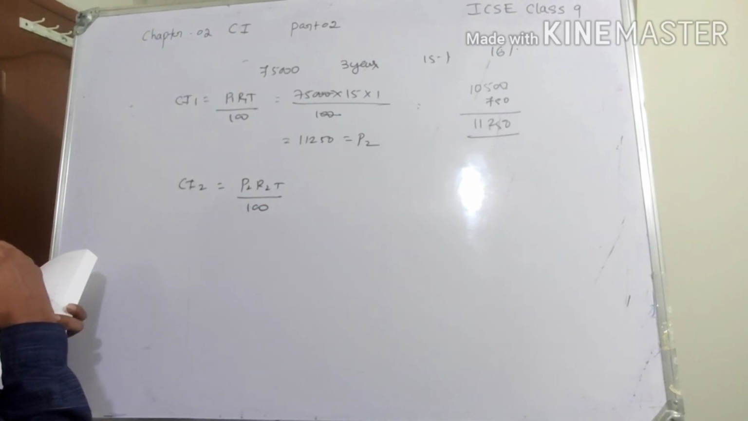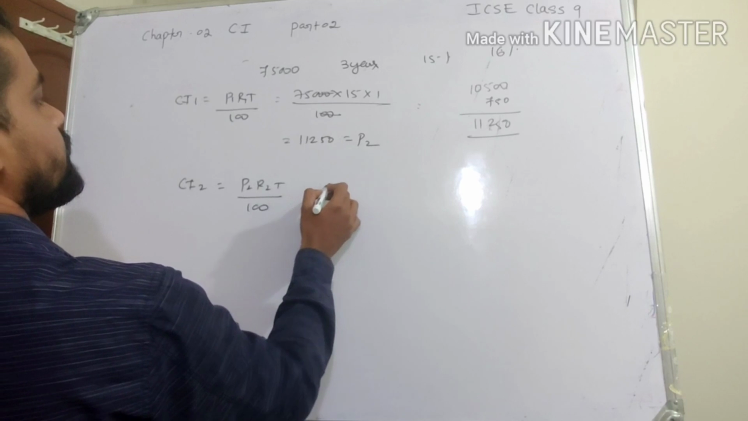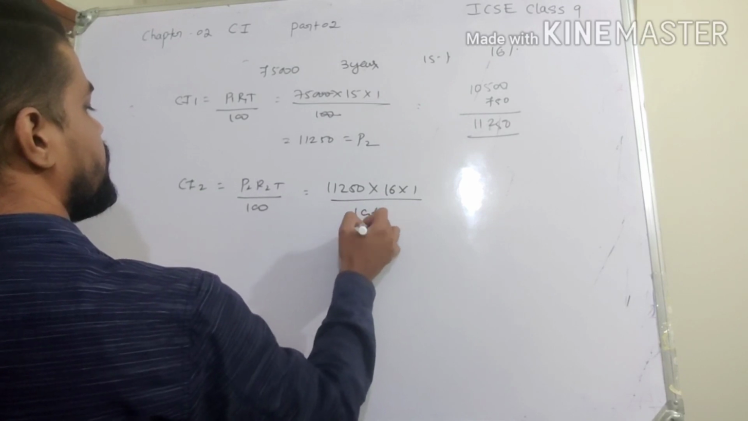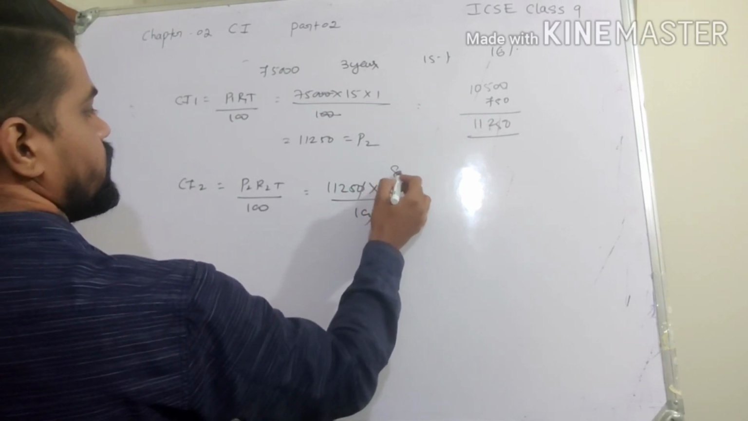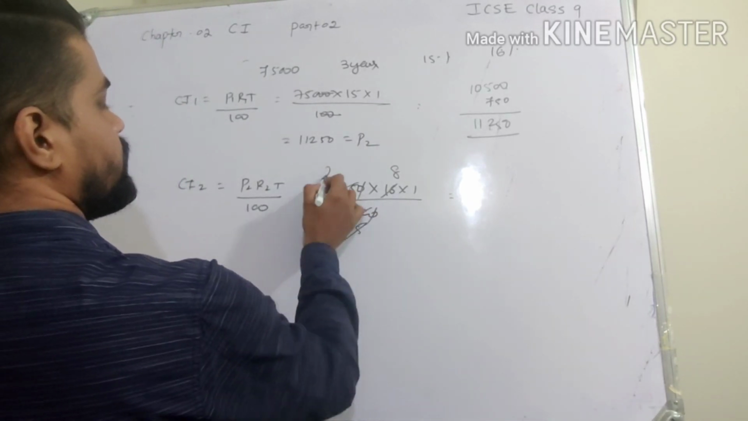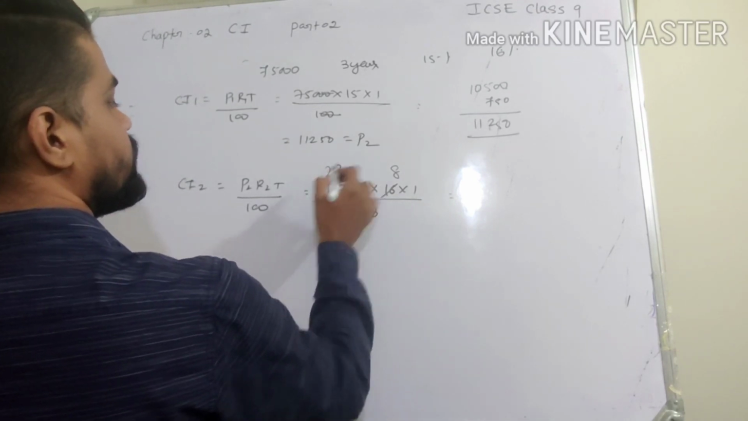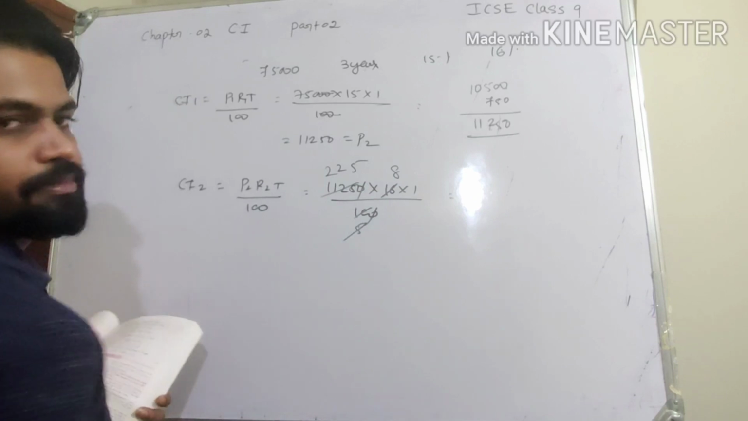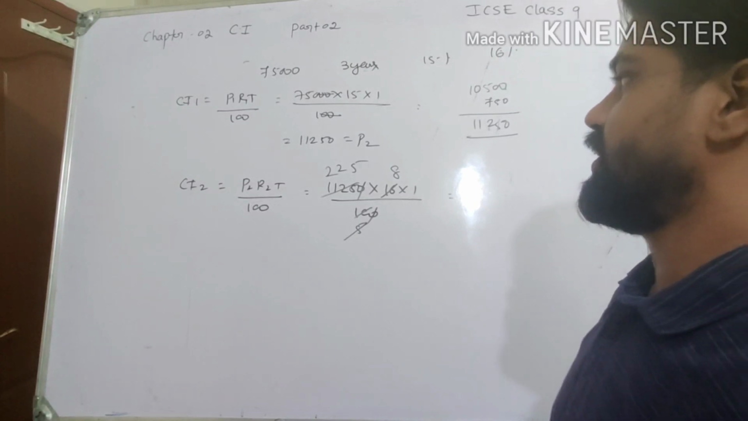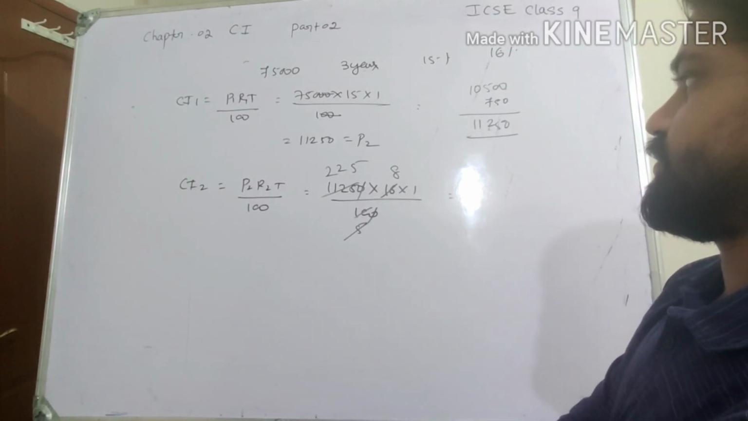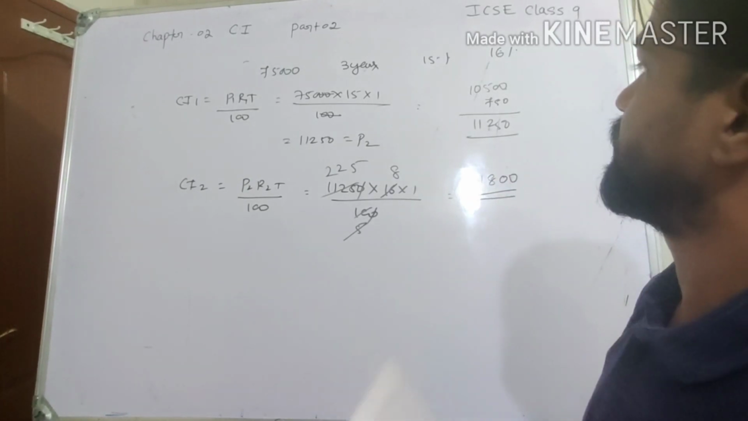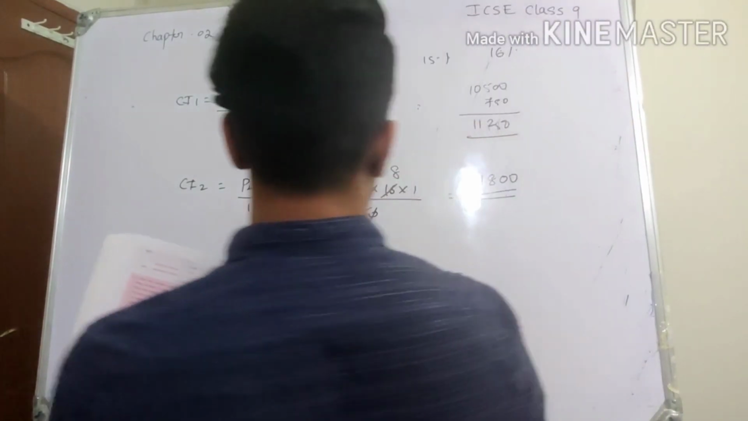But for the second year the rate of interest is 16% per annum. So let's see, 11,250 into 16 into 1 divided by 100. 00 cancels. We need to divide this 1125 by 5. 5 2s are 10, 5 2s are 10, 5 5s are 25. So 225 into 8. 225 2s are 450, 450 2s are 900. So we get 1,800, I guess. Okay, so we made a mistake here.